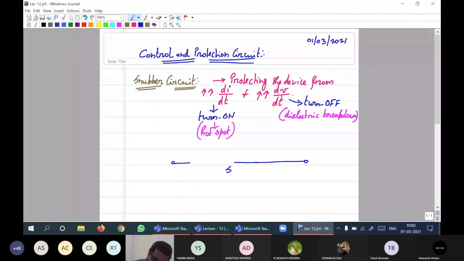inductor, snubber inductor, and then there will be the resistive capacitor snubber, RC snubber. That's all. Very simply RC snubber. So this is going to be LS, this is going to be RS, this will be CS. So effectively, LS is going to protect the device against di by dt. L will take care of that. CS will take care of dv by dt.